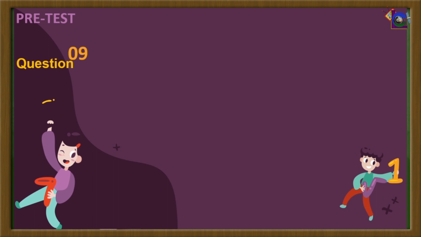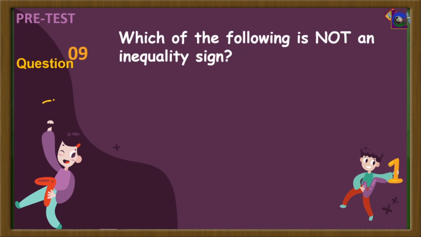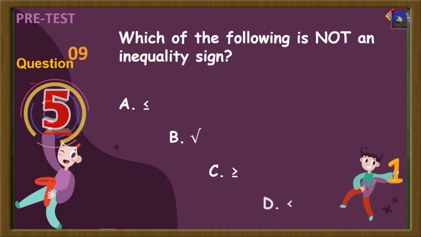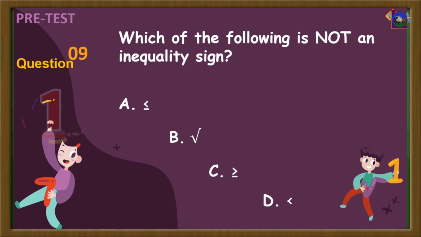Question number 9. Which of the following is not an inequality sign? A. Less than or equal to. B. Square root. C. Greater than or equal to. D. Less than. The correct answer is letter B.